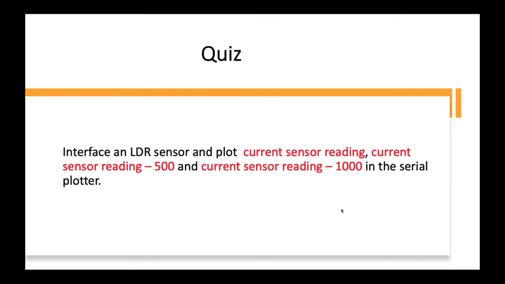All right, so now let's look at a quiz. Let's interface the LDR sensor and plot the current sensor reading, the current sensor reading minus 500, and the current sensor reading minus 1000, and print those data, or plot those data, in a serial plotter. Let's pause the video here and write the code.